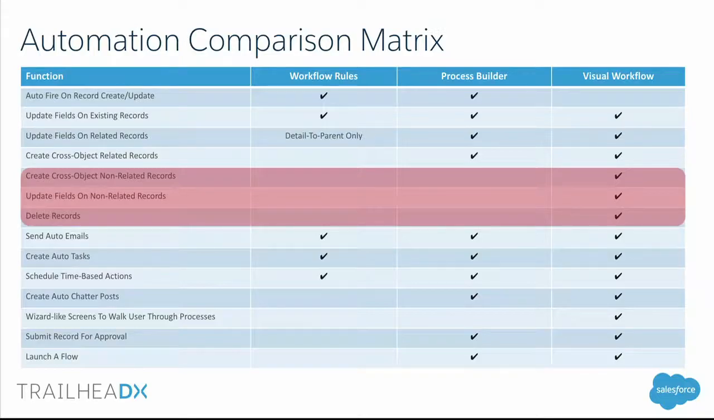This is just a comparison matrix, so you can see here the differences between them. As we look at the red, we can see the visual workflow is the only thing that fits those three tasks. So when we're creating cross-object, non-related records, updating fields on related records, or deleting records, visual workflow is the only tool of these that'll do that.